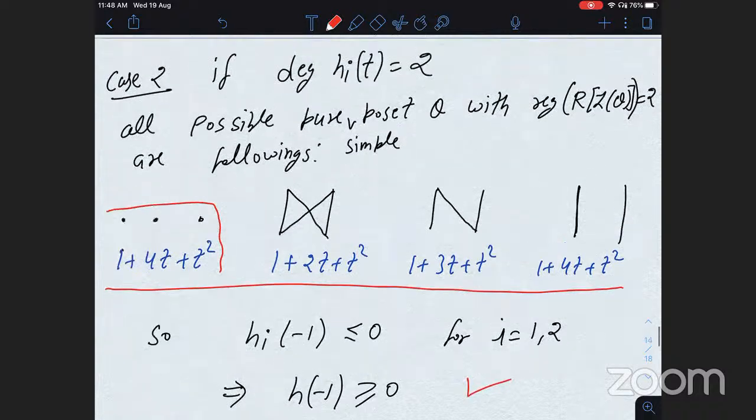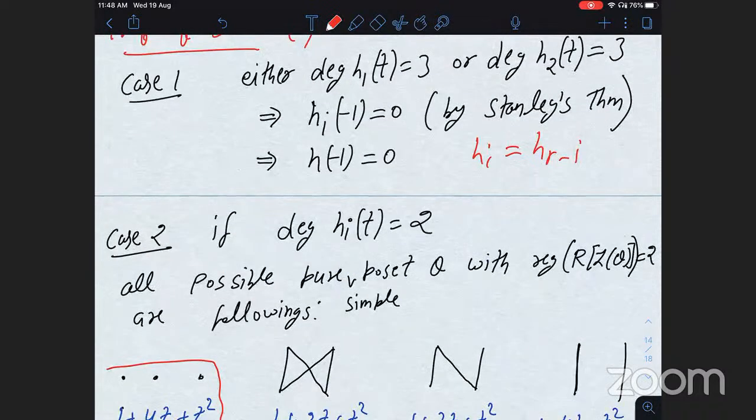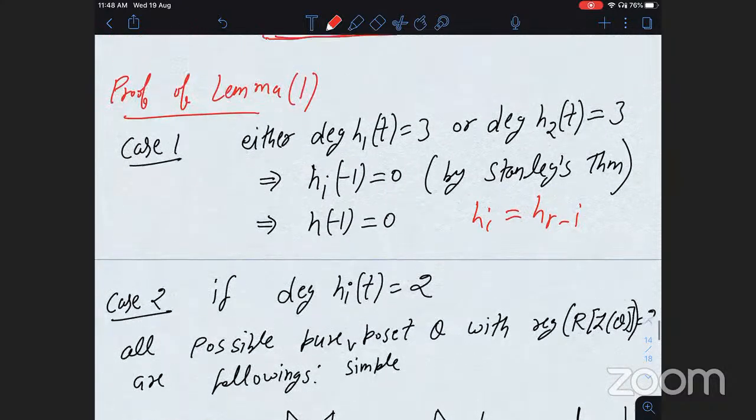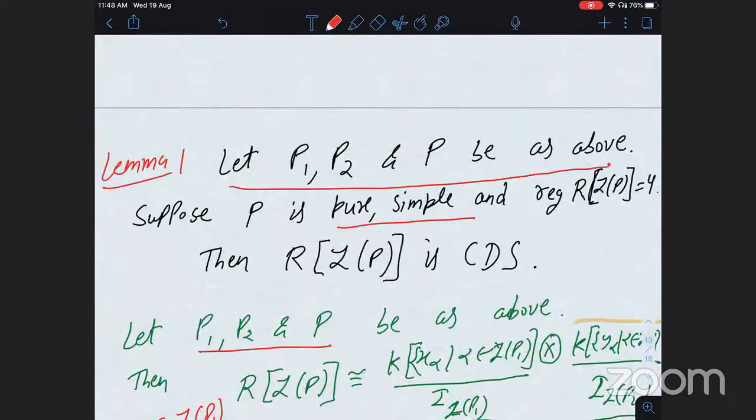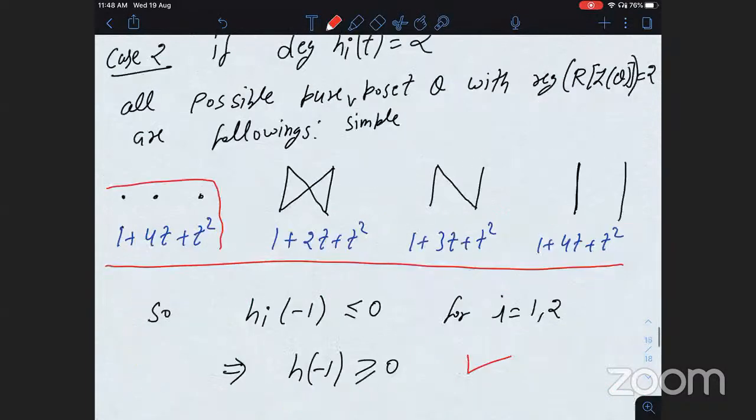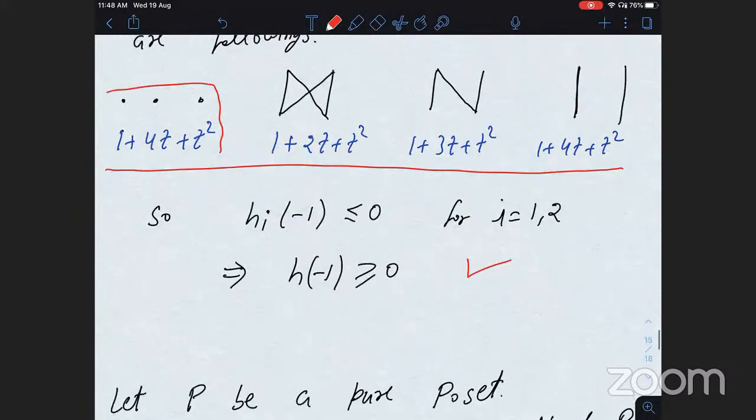Now one case is left here, that is when the degree of one of the h_i is equal to 4 and the other h_i is equal to 0. But that case will not happen, and the reason is that we are taking P to be a simple poset of regularity 4. So that case will not occur. Okay, so this is the proof of lemma 1.